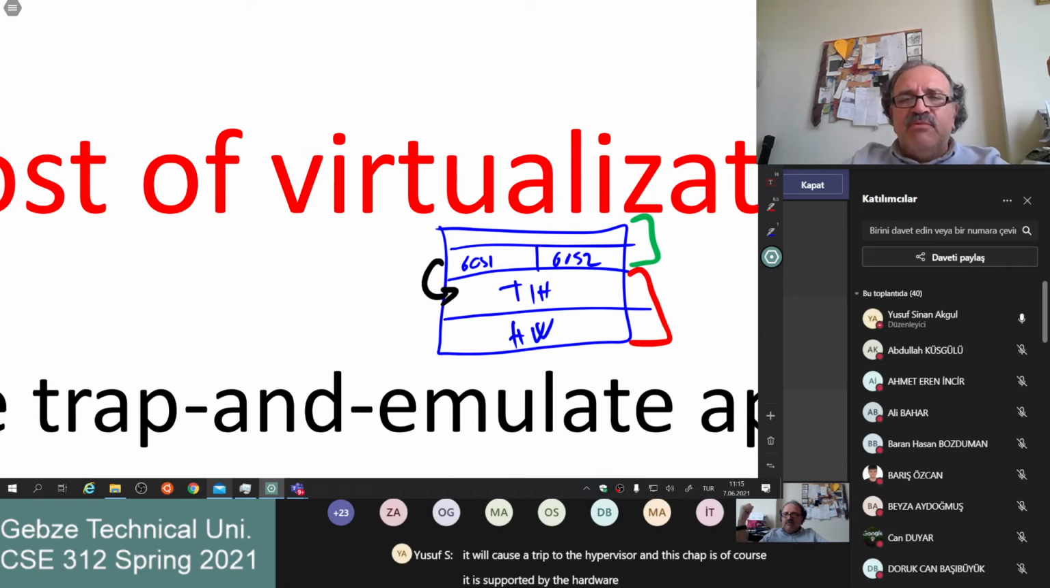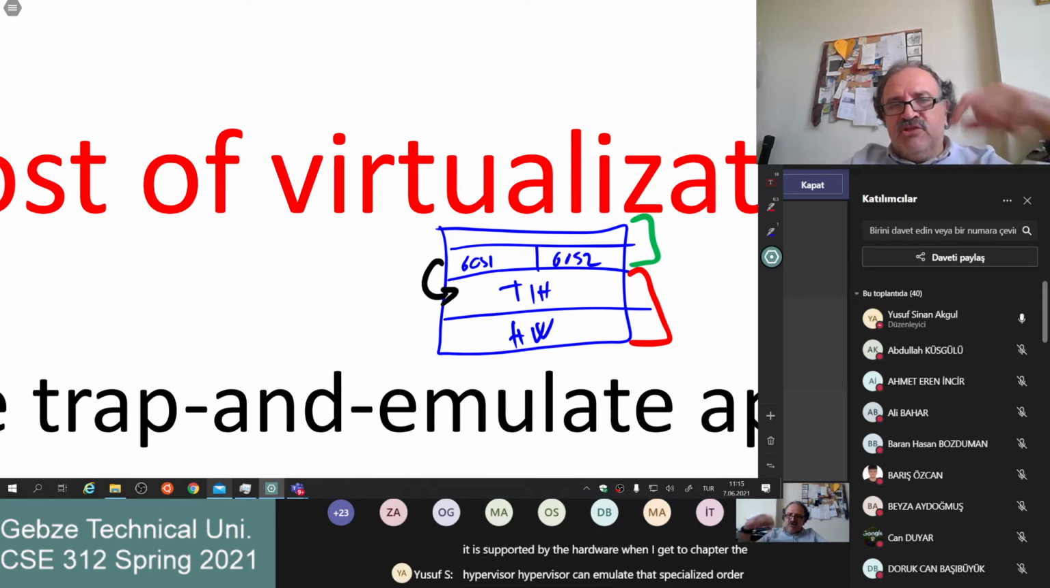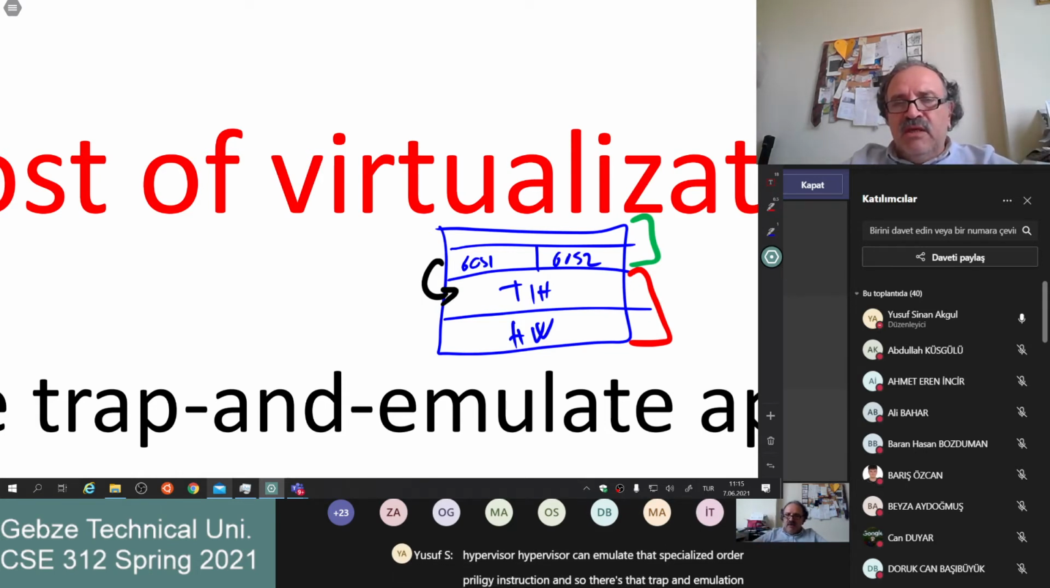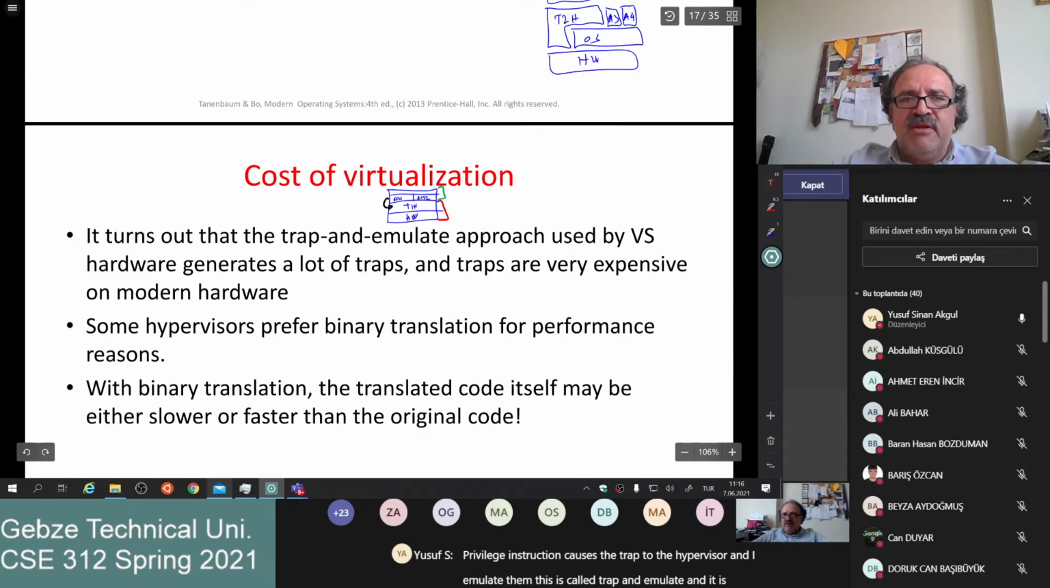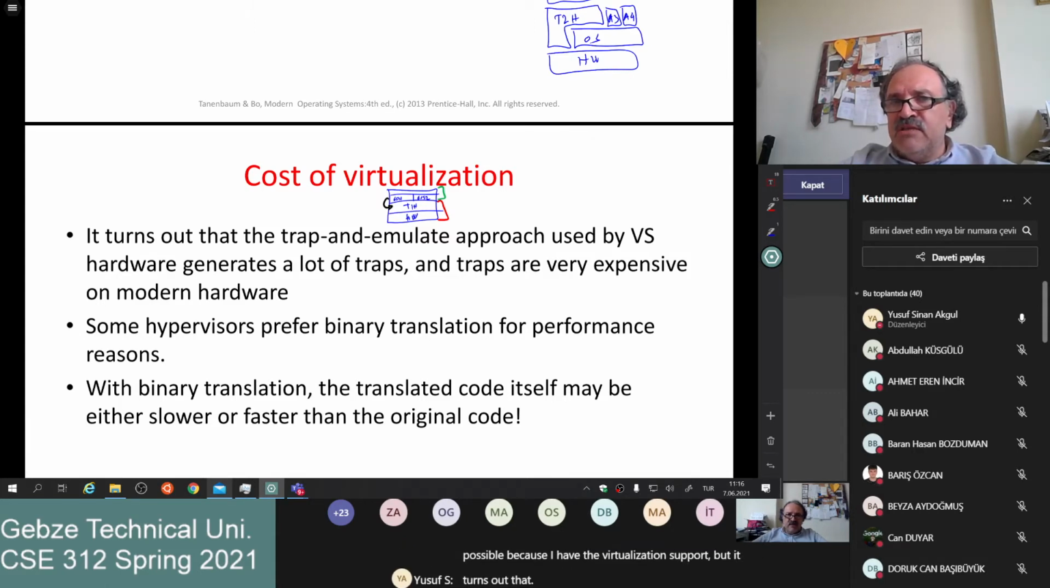When I get the trap to the hypervisor, it can emulate that specialized or privileged instruction. And so that's the trap and emulation. Okay, a privileged instruction causes a trap to the hypervisor and I emulate it. This is called trap and emulate, and it is possible because I have the virtualization support. But it turns out that this generates lots of traps, and traps are expensive.